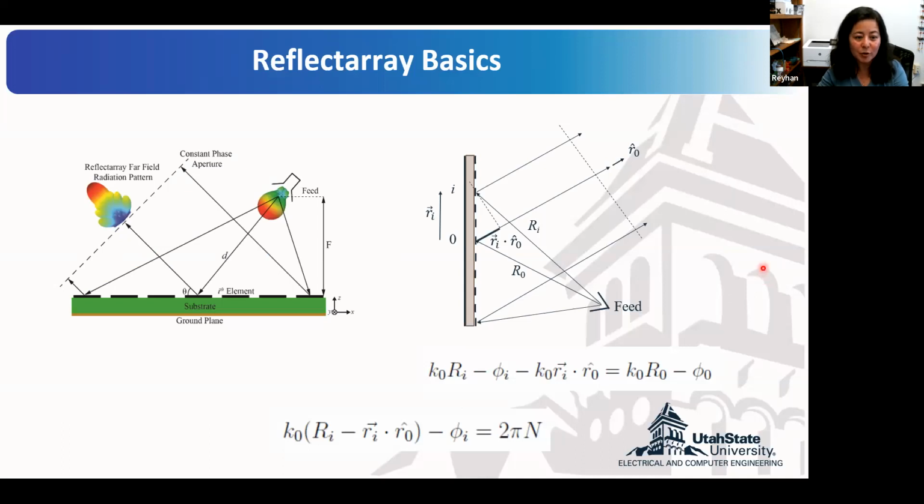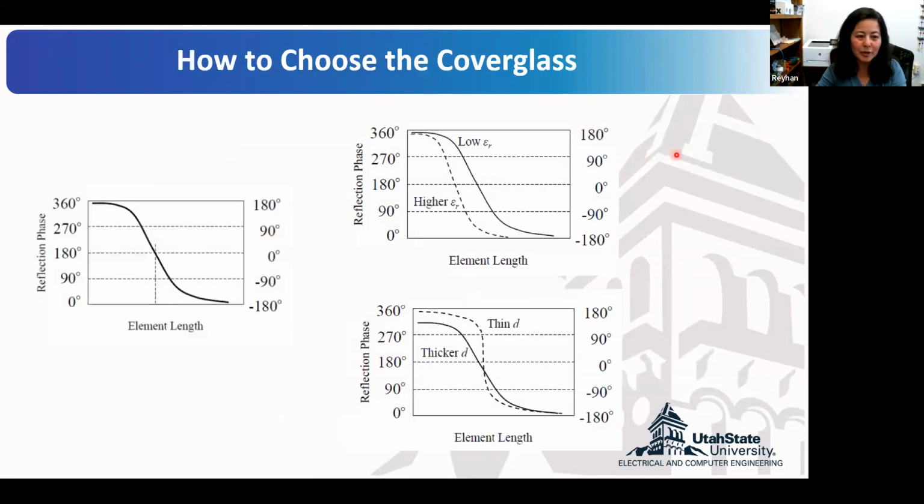So some reflector array basics here. What it says here is, for each element, we need to design its shape such that it will give the phase delay that is needed to bend the incoming light to go to the direction that we want. Okay, so here are some design curves and what we know from here.